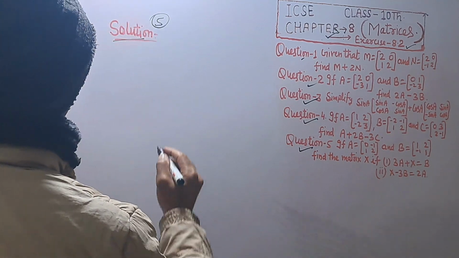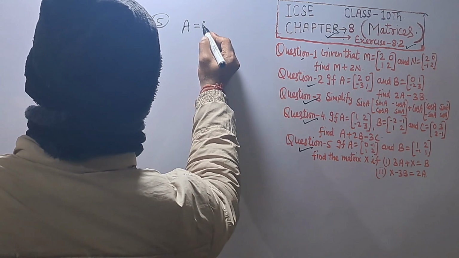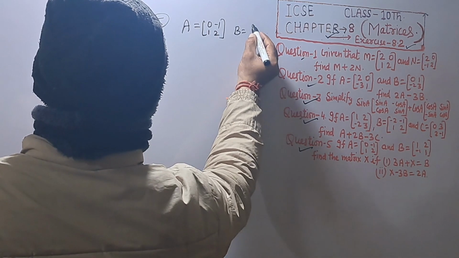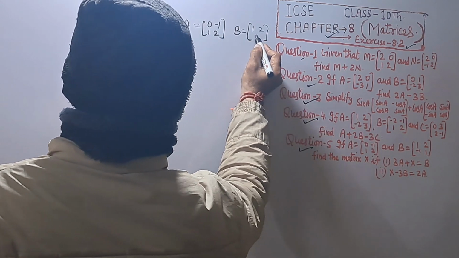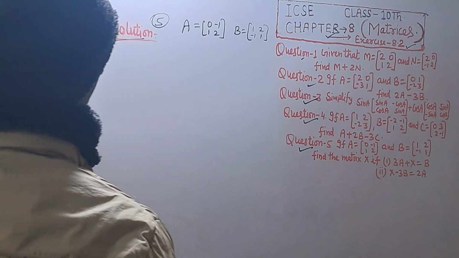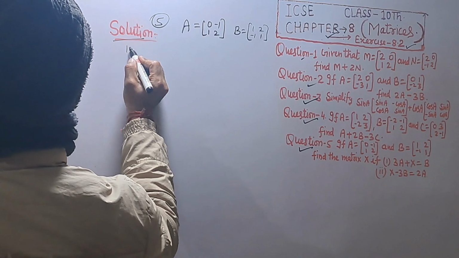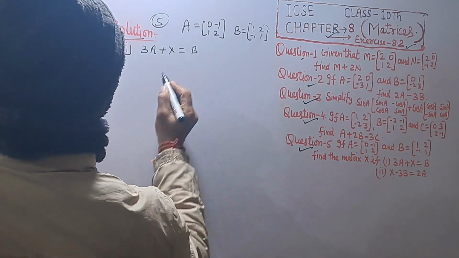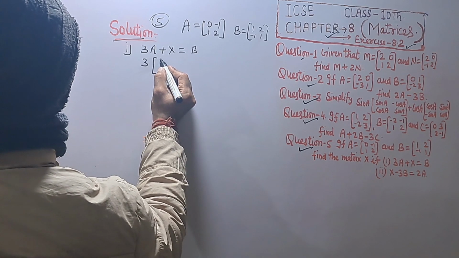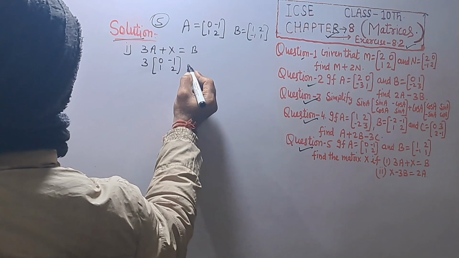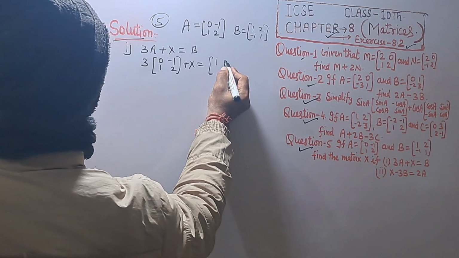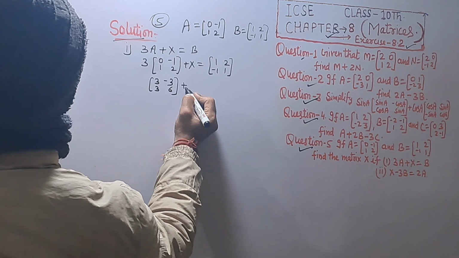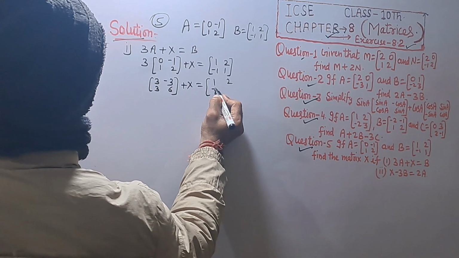question number 5. If A is equal to [0, -1; 1, 2], and B is equal to [1, 2; -1, 1], then we find the value of X. First part, 3A + X = B. 3 into A is [0, -1; 1, 2] plus X is equal to B, which is [1, 2; -1, 1]. And -3, 3 1s are 3, 3 2s are 6.